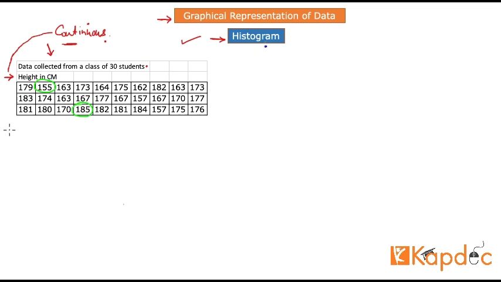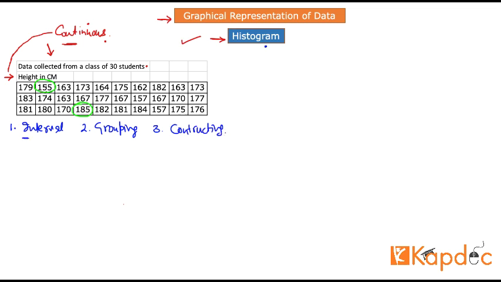So with that, we say that there are three critical elements in the construction of a histogram. One is defining your class intervals. Second is grouping or dividing your data into those intervals. And third is, of course, constructing your plot. So the very first part is defining your intervals.